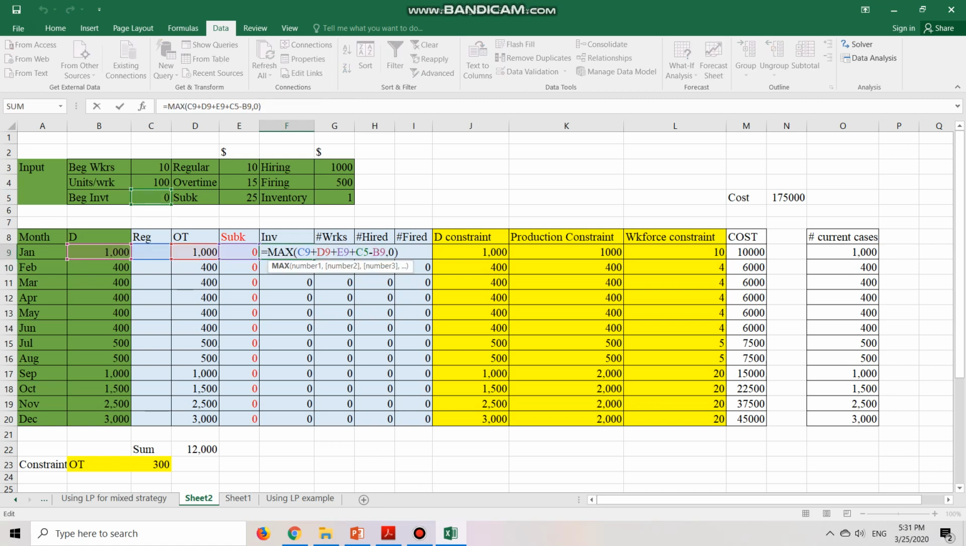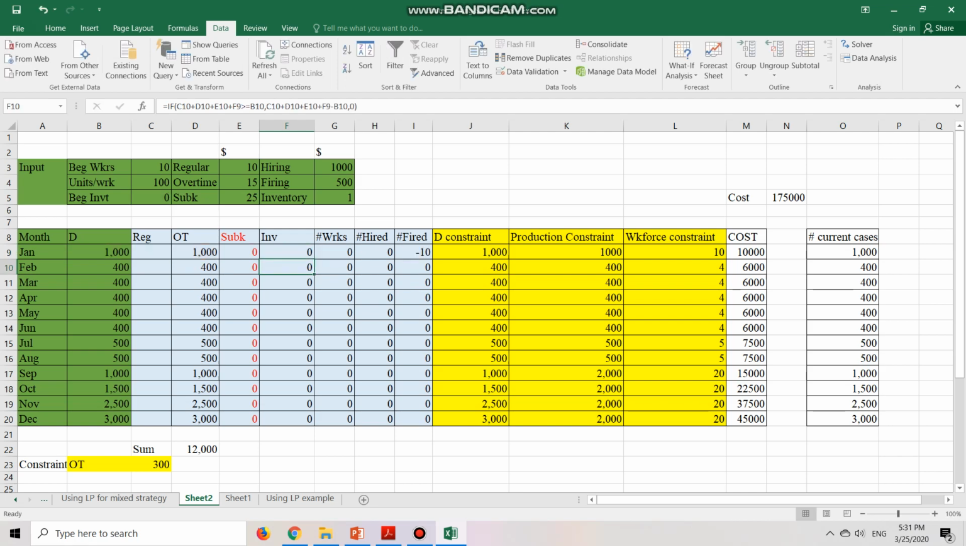So we have the function for F9. The inventory in January is like this. The maximum of 0 and C9 is regular production plus D9 is the overtime quantity and subcontracting quantity is E9. And plus the C5 is the initial inventory minus the demand in January.